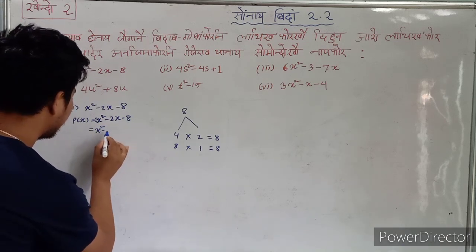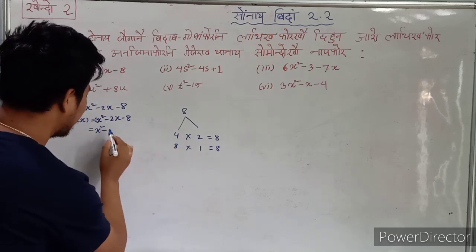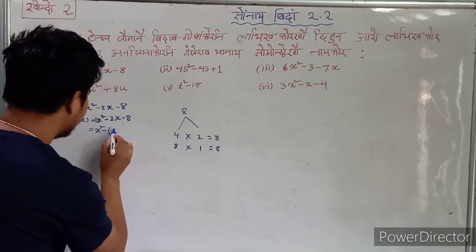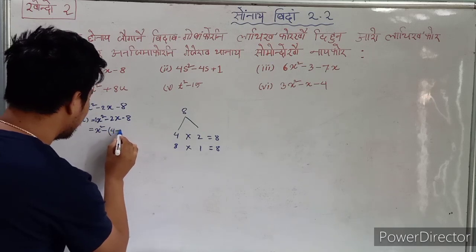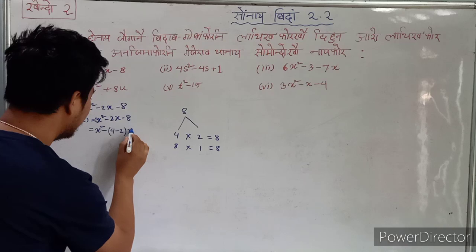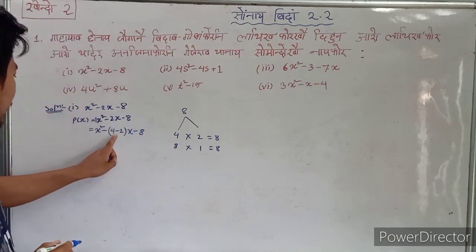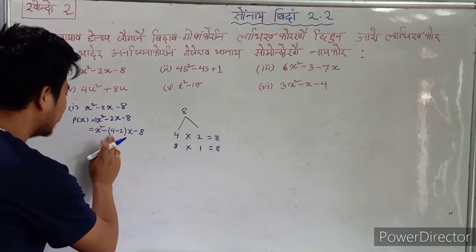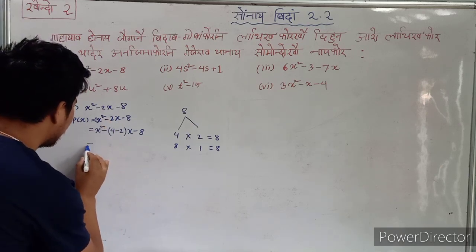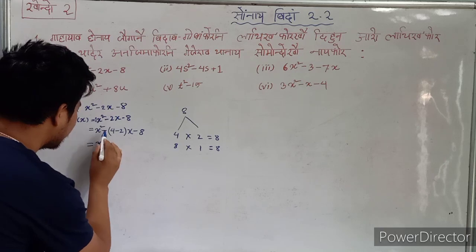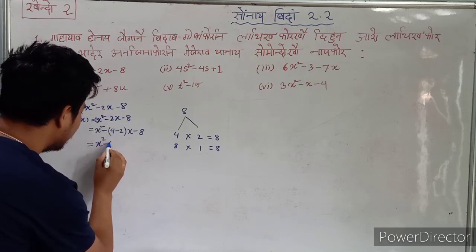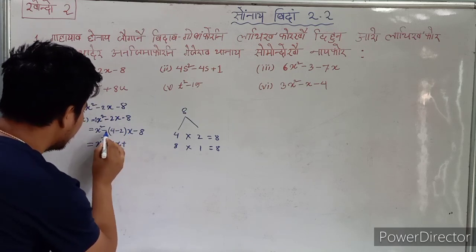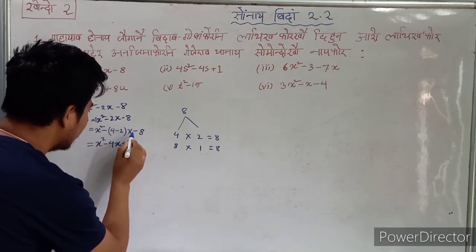So x square, minus 2x, minus 8. We have 4 minus 2 by 2 times 2. So x square minus 4x plus 2x minus 8.